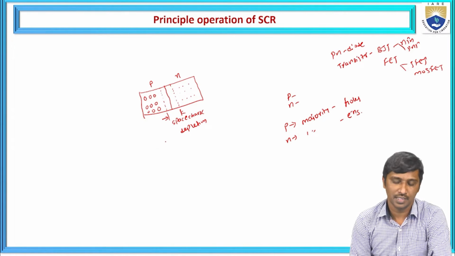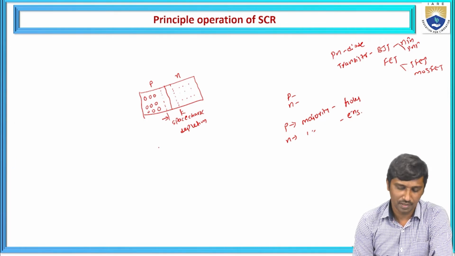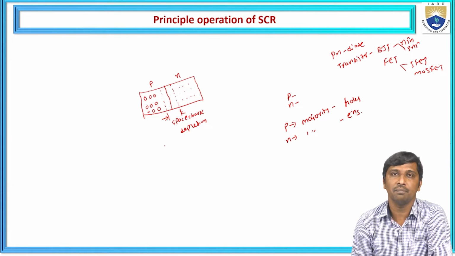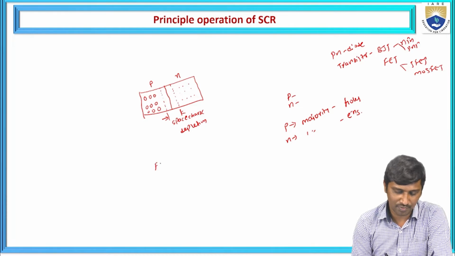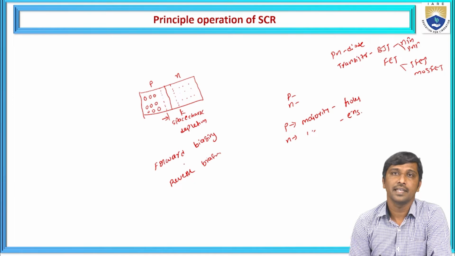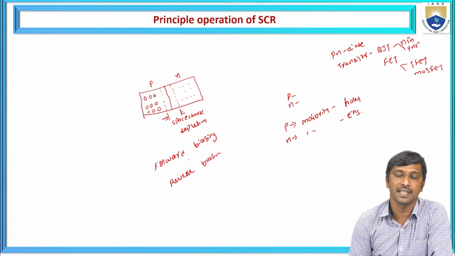Before going further, we will recall how the PN junction diode works. To identify the behavior of this PN junction, we need to apply an electric field, that is, some biasing. We have two types of biasing: forward biasing and reverse biasing of the PN junction diode.